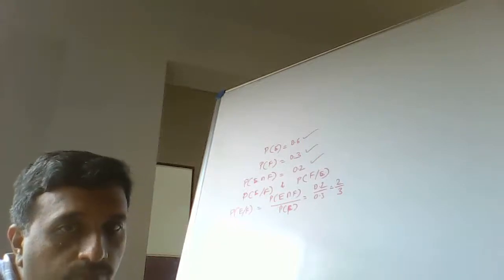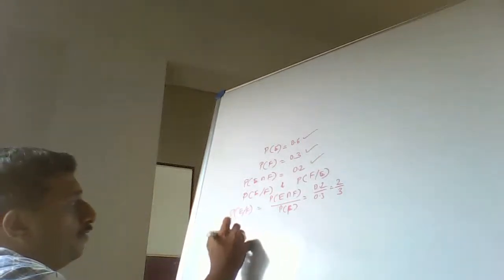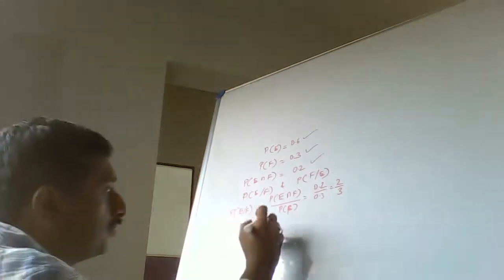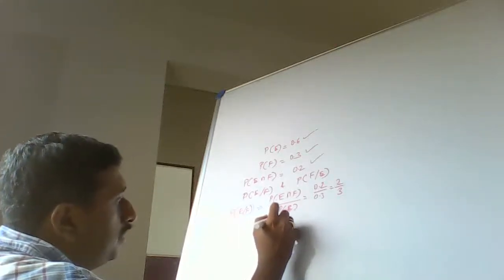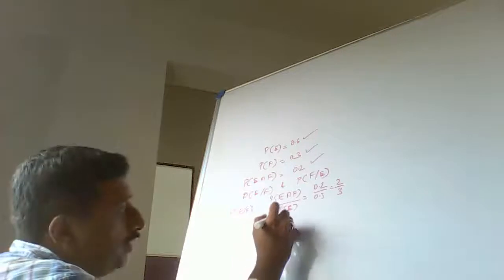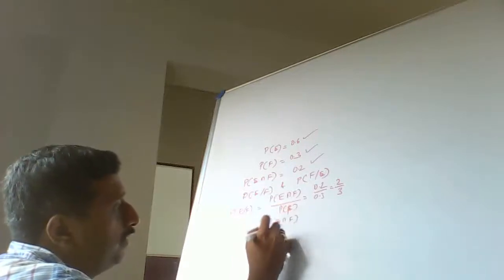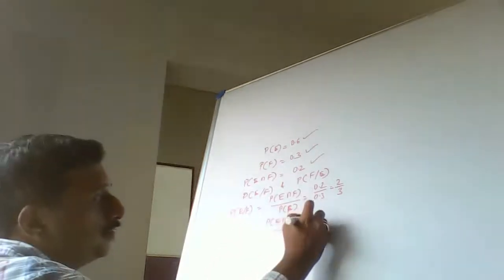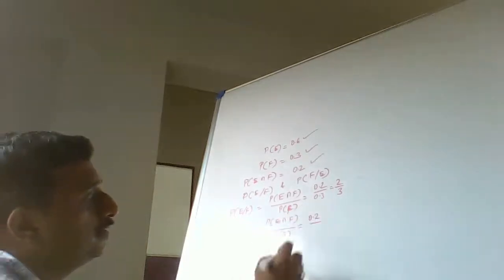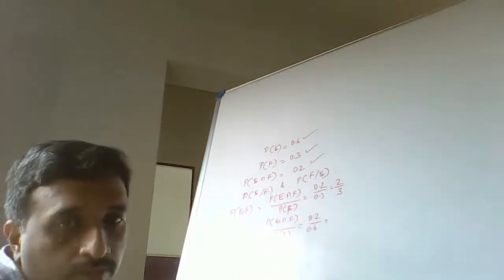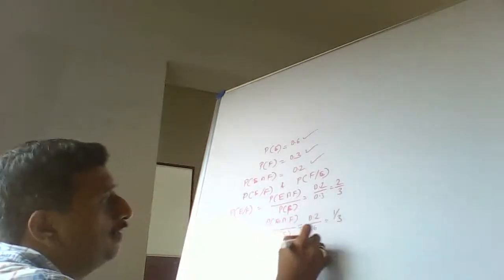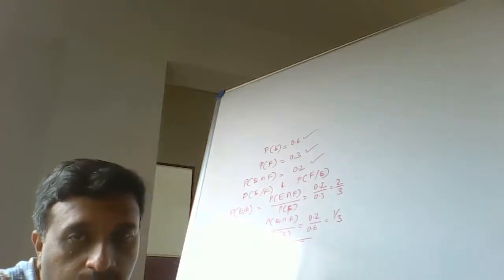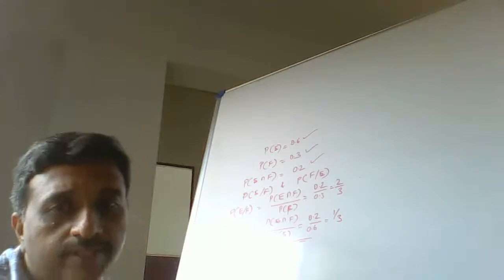Okay, let us now find what is P of F given E. So what would this be? Again this is P of E intersection F divided by P of E. We have this. This is 0.2 and this is 0.6. So it is 1 by 3. Okay. Any queries? Okay. Let us move on to next.